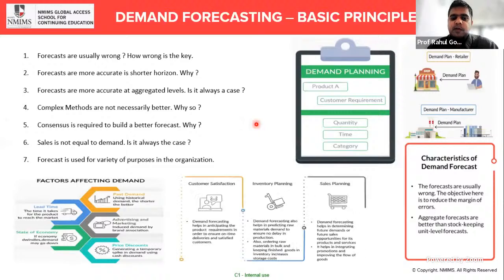Let me cover this slide first. So when we talk about the demand of a product, it has to clearly specify which product's demand this is, whose customer requirement this is, what quantity is required, what time it is required, and in which category. Category could be anything, but the point here is quantity, time, and location. If that is not defined as part of your demand focus, it is not 100% there.